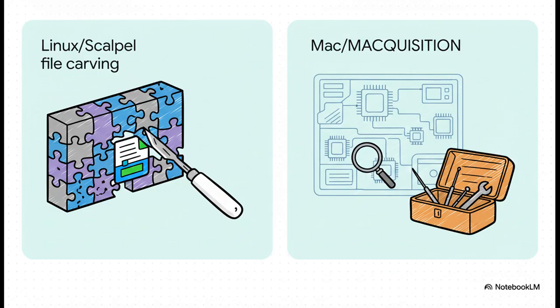And beyond these foundational tools, you've also got the specialists. In the Linux world, a tool like Scalpel is an expert at something called file carving. That means it can find and rebuild files from the raw data on the drive just based on their unique digital signatures, even if all records of the file have been wiped. And on the Mac side, you have entire commercial suites like Macquisition, which are built from the ground up to understand all the unique complexities of Apple's file systems and hardware.